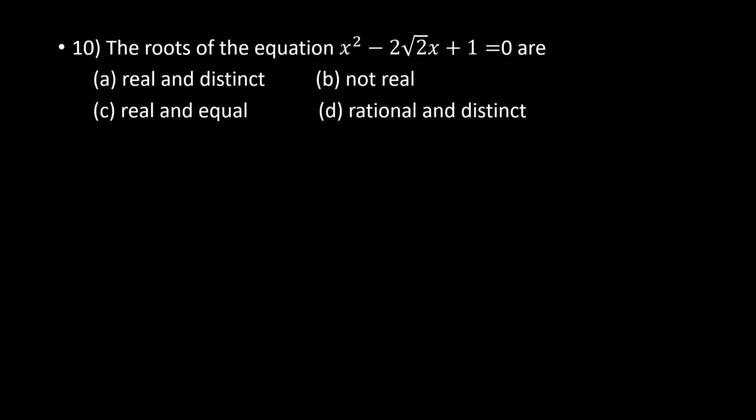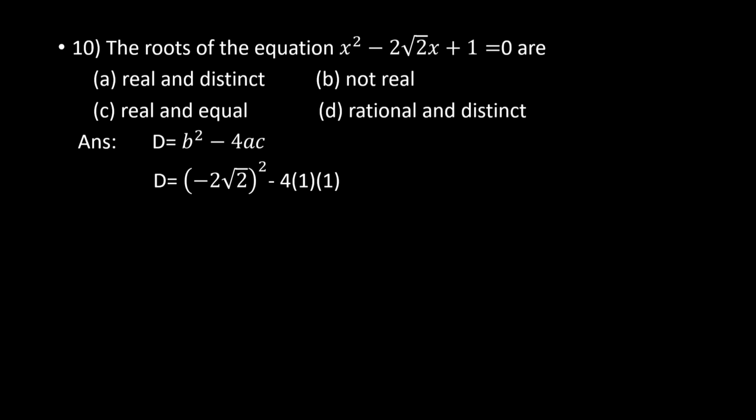The roots of the equation x square minus 2 root 2 x plus 1 is equal to 0 are. Options are real and distinct, not real, real and equal, rational and distinct. First we need to take the discriminant formula, that is D is equal to b square minus 4ac. What is the b value? Minus 2 root 2. So we write minus 2 root 2 whole square minus 4 into a value is 1 and c value is 1.